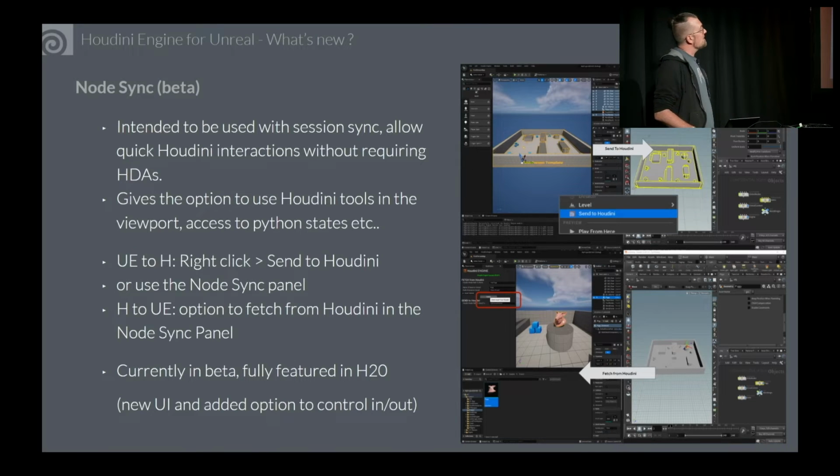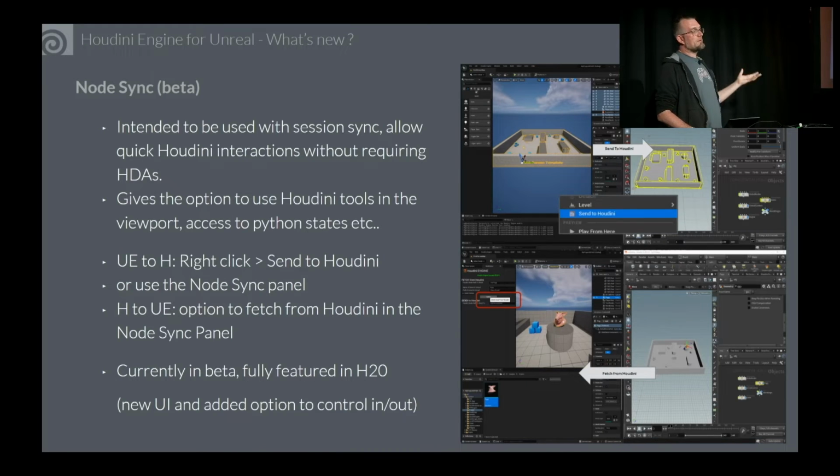Another feature that we've added recently is node sync. Node sync is intended to be used with session sync. The idea for node sync is when you're using Houdini in session sync, you have the Unreal world and you have the Houdini world. You're only going to see in Houdini what you're sending with your HDA. So you need an input, you need an HDA to send that. Sometimes when you're working in Houdini and you want to make a change, you're lacking context. Maybe you want to send some of the world around, maybe you want to easily send stuff. That would require you to create an empty HDA, basically, that just has an input and imports stuff. So that was a bit wasteful and not needed.